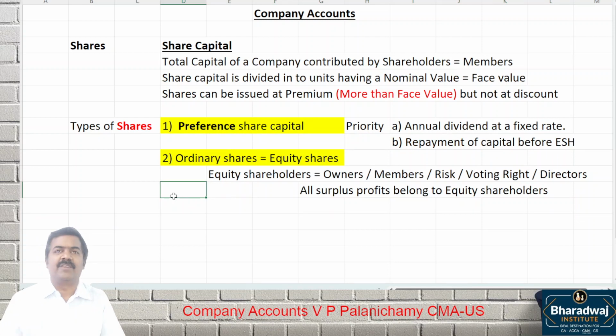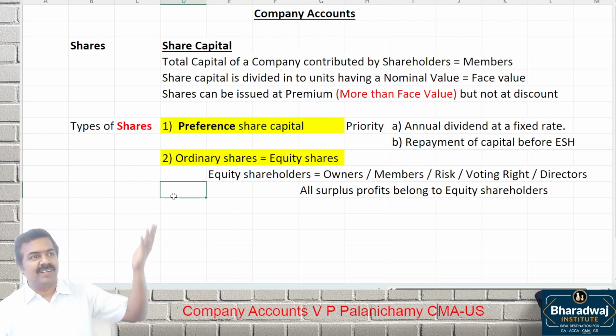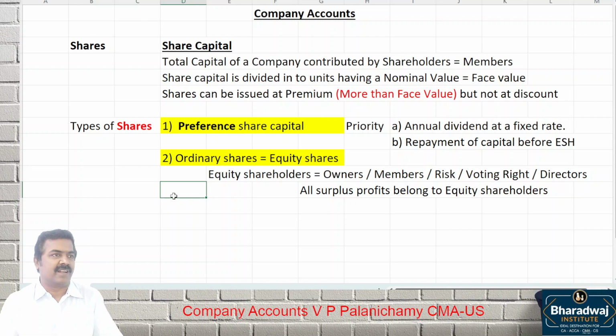Will you go to a bank for getting a loan? We are yet to start the company or the business. How will the bank give a loan? An unsecured loan can be given only when there is a past track record. We don't have any past track record, business performance, profits and all. Bank will not lend.